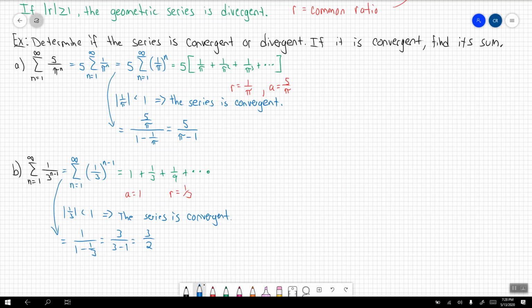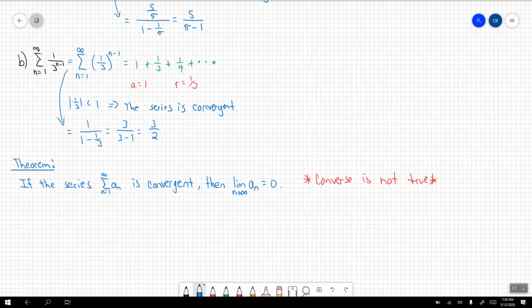Awesome. So let's go through a few theorems. That way we can further test whether a series is going to be convergent or divergent. All right, so I'm going to put the theorems on screen in a little bit, so bear with me. All right, so here's your first theorem.